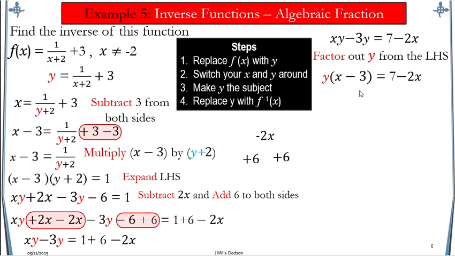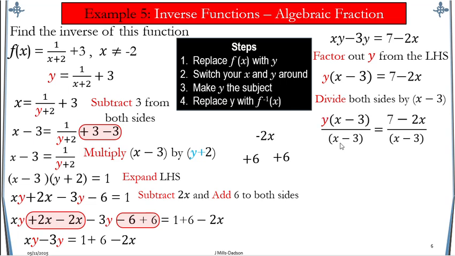And therefore I can now get rid of x minus 3 because it's multiplying y, and the inverse of multiplying is to divide. So I divide both sides by x minus 3, so that I can cancel out x minus 3 on the left hand side. Therefore y now equals (7 minus 2x) all over (x minus 3).